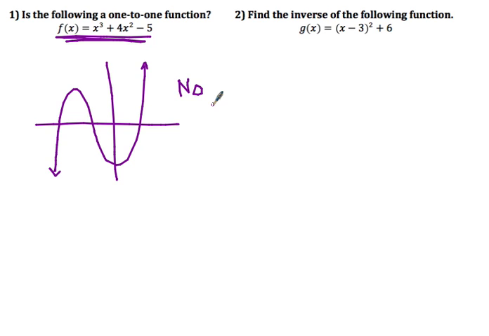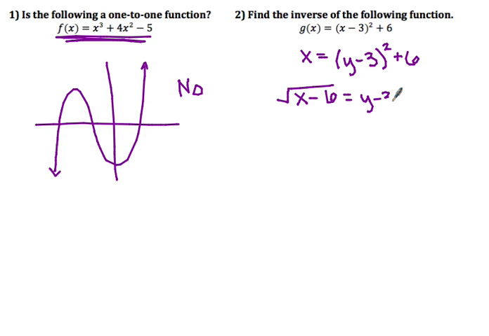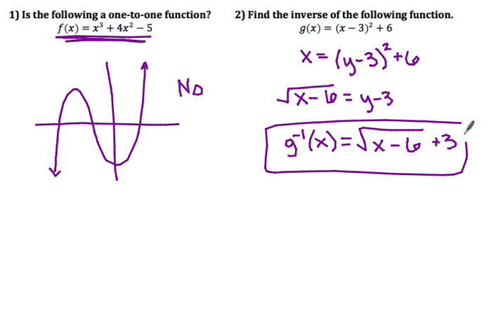Find the inverse of a function. In general, the inverse is every xy is now a yx. So if we were to solve for it, we basically just flip-flop all of the x's and y's and then resolve for it. So in this particular case, we get x minus 6 square rooted. And then we'll add 3 at the very end there. So our new inverse of x is going to be the square root of x minus 6 plus 3. That'll become our inverse.